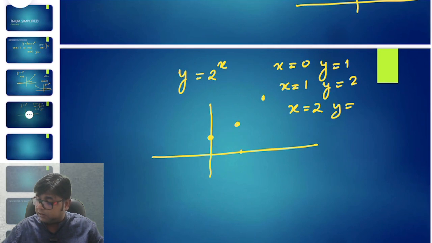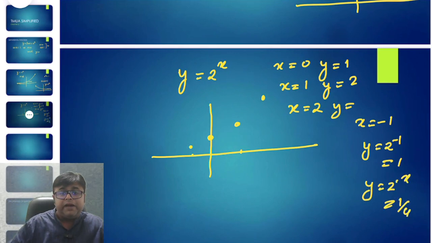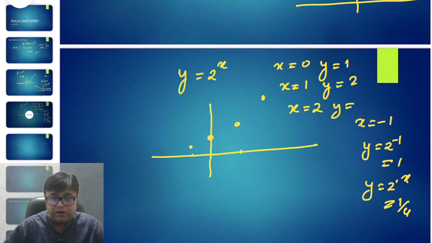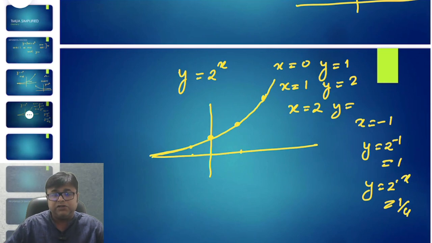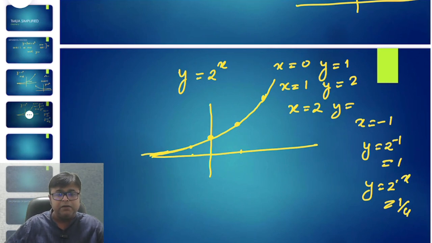So it's like this. At x equal to minus 1, y will be 2 to the power minus 1, which is half. At minus 2 it will be 2 to the power minus 2, which is 1 by 4. So the value when x is negative will always lie between 0 and 1. If I connect all the points, the shape will be like this. So this is how an exponential function looks like. It will not be touching the x-axis, it will become almost parallel to the x-axis towards the end. So it will be approaching 0, but will not be 0.